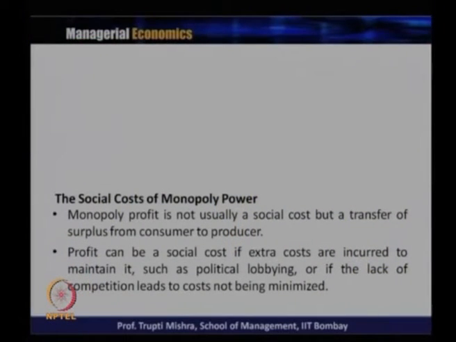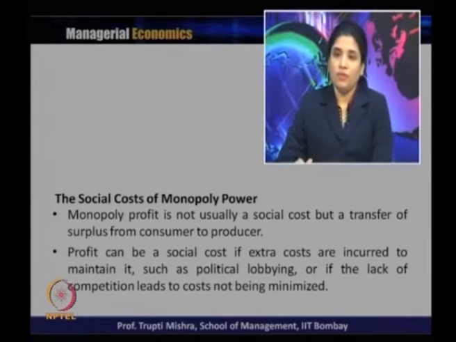If you look at the profit, it is not strictly the social cost, because firms operating in the market have to get some amount of profit at least in order to survive, to produce the product and sell it in the market or cater to the need of the consumer. Then from where does the social cost come: strictly from the profit of the monopolist, or from other sources? Monopolist profit is not usually a social cost, but a transfer of surplus from consumer to producer. If you remember, whenever there is an increase in the price, whatever the loss on the consumer's part goes to the producer.